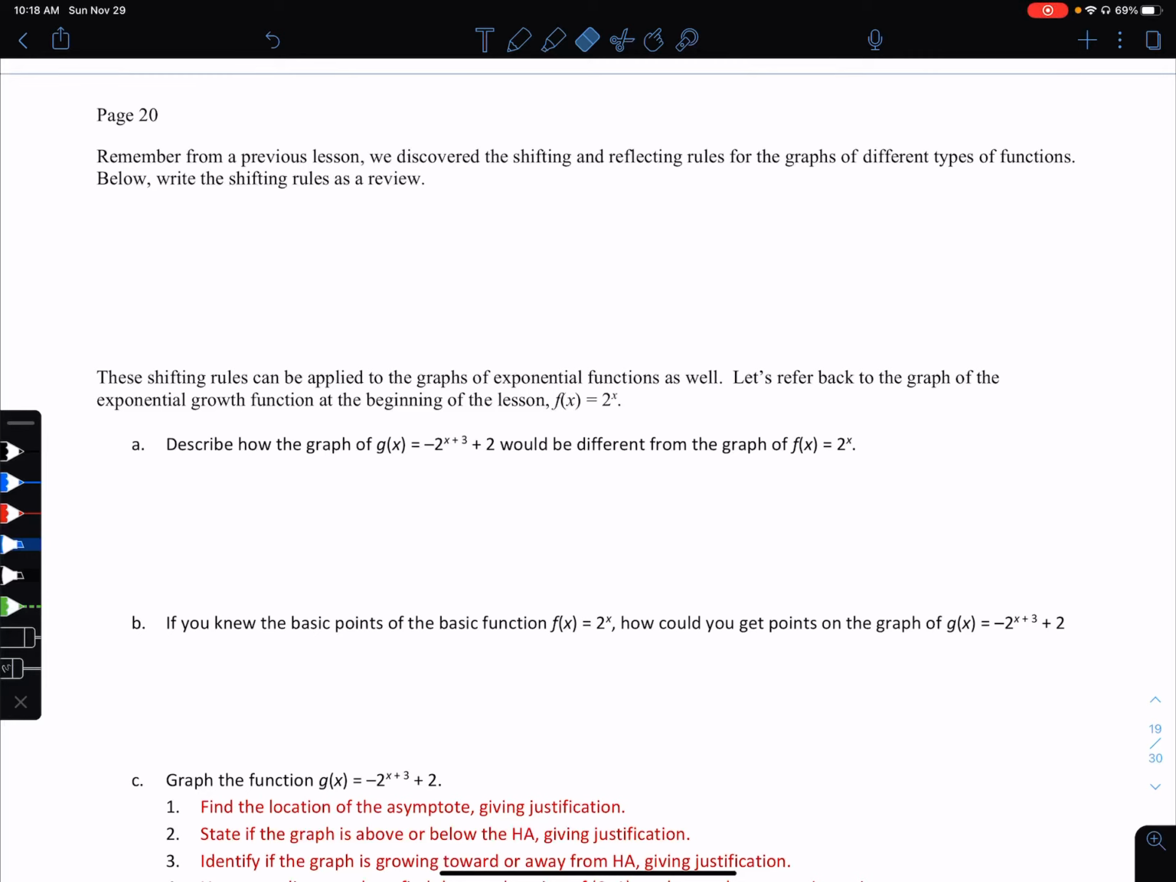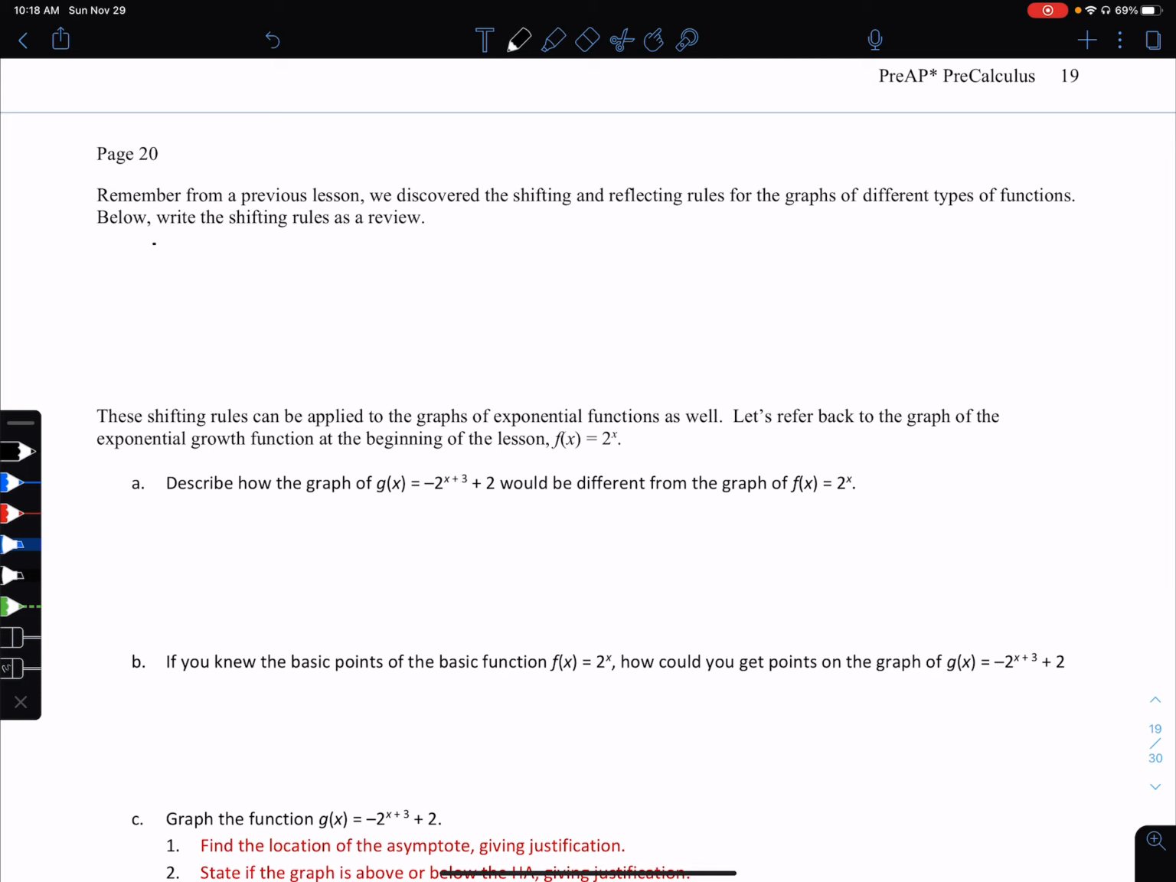Pre-AP Calculus, we're still in Note 7.5, second video. So we had learned some translating and reflection rules for different types of functions. Let's review those real quick. One, let's say that we multiplied the outside of the function by negative. That's going to be a vertical reflection. As far as coordinate rules go, that's going to change the sign of the y values.